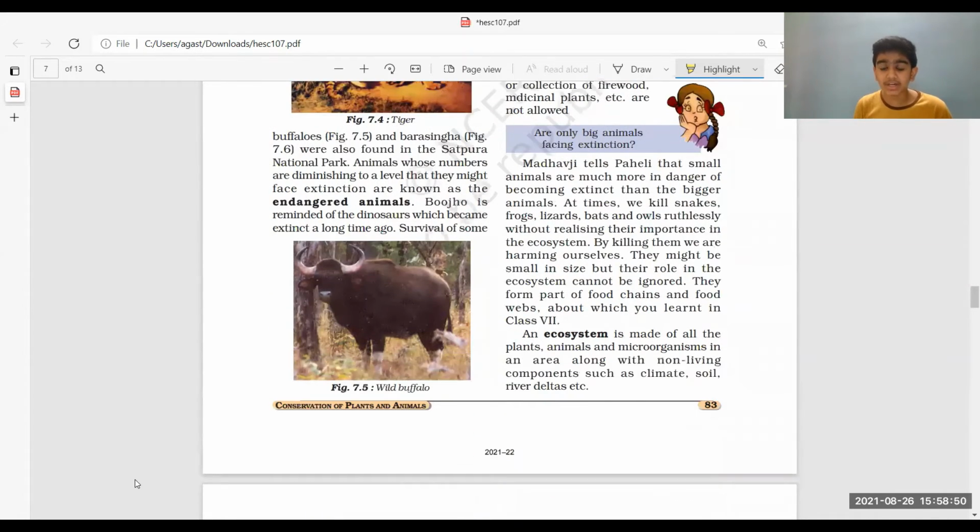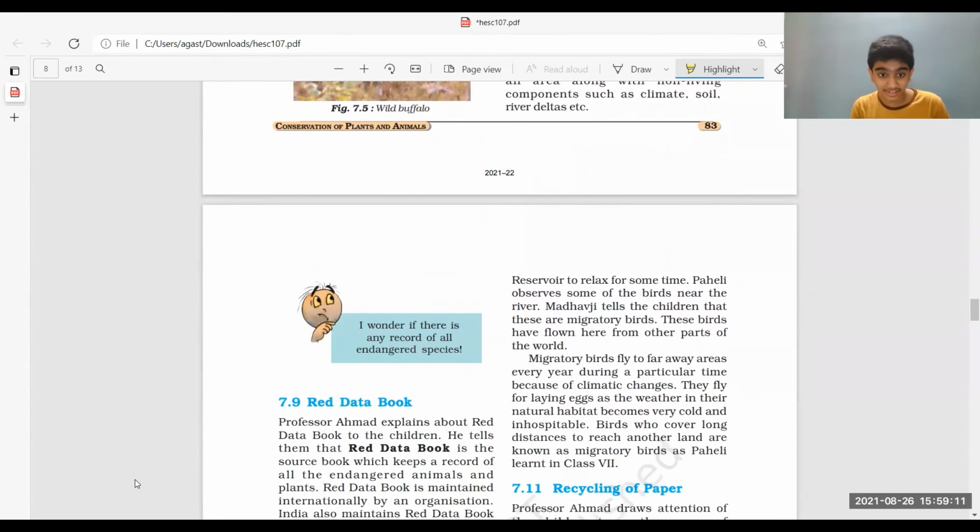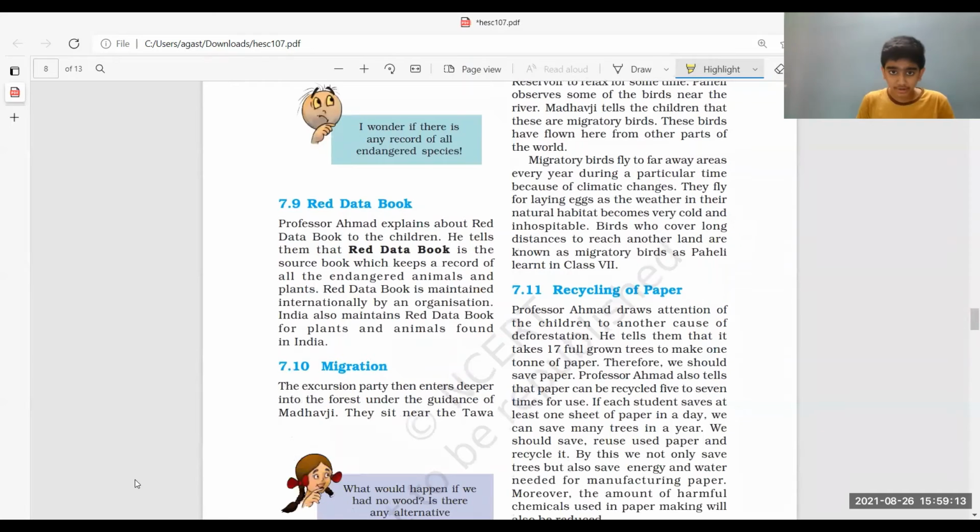An ecosystem is made up of plants, animals, and microorganisms. And we know this ecosystem consists of two components, biotic and abiotic components. Biotic components are nothing but plants, animals, and microorganisms. And abiotic components are nothing but your climate, soil, river deltas, and other things.